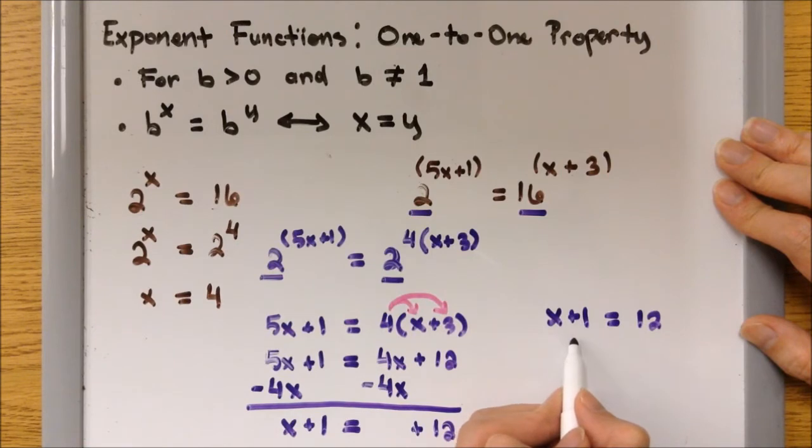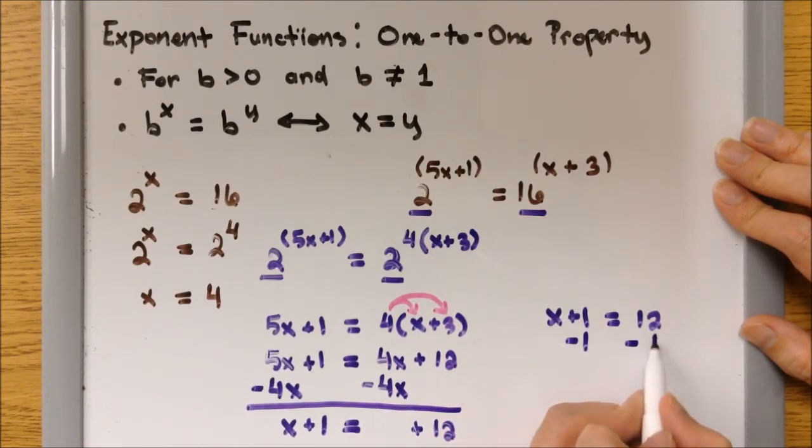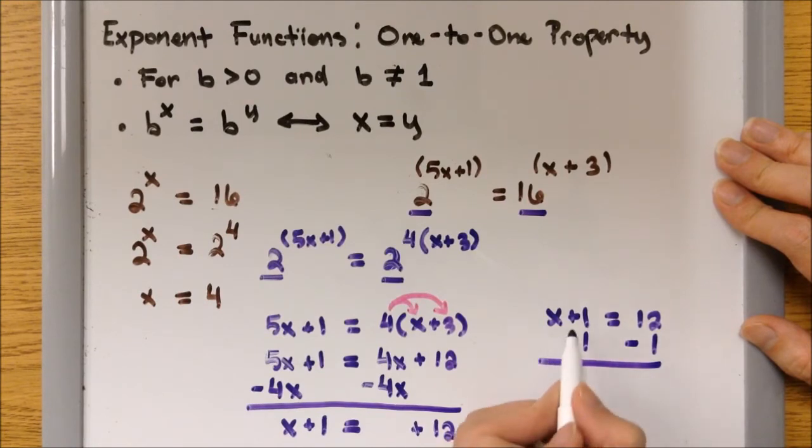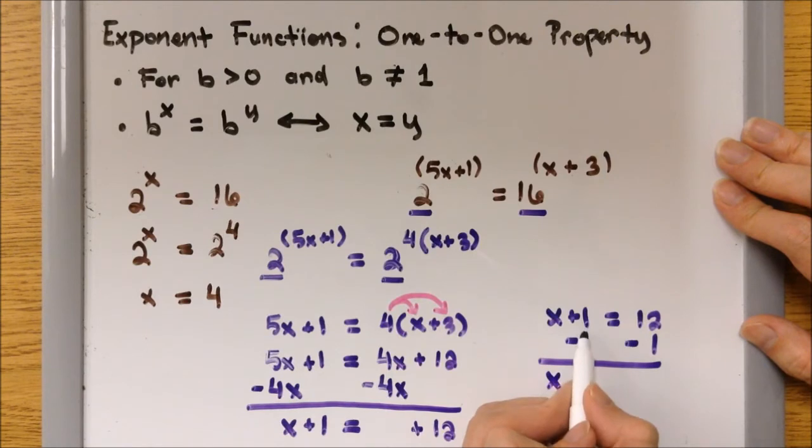Now I want to solve for x, so I'm going to subtract 1 on the left. Since I did it on the left, I got to do it on the right side. I didn't do anything to the x, so I'll bring it down. Positive 1 minus 1 will cancel out. And then 12 minus 1 will be 11. So our answer will be x equals 11.